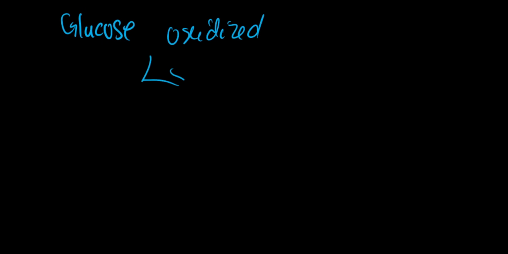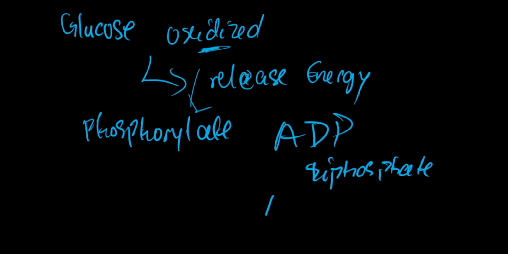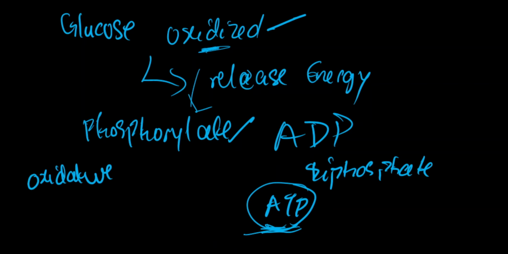Now, in terms of why it is called oxidative phosphorylation, basically when we have a substance like glucose, glucose is oxidized, and the oxidation of glucose would release energy. So energy is released when glucose is oxidized. Now, this released energy is actually used to phosphorylate ADP. ADP is adenosine diphosphate, converting it into ATP, which of course is the energy currency. So first we have oxidation and then we have phosphorylation, hence the term oxidative phosphorylation.